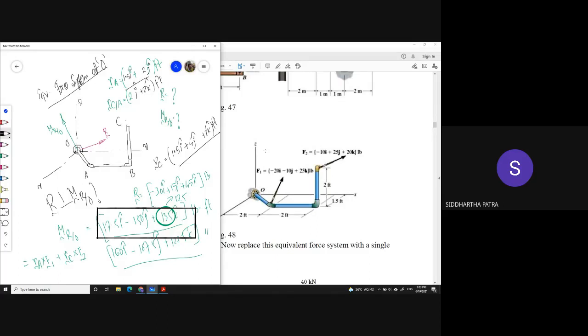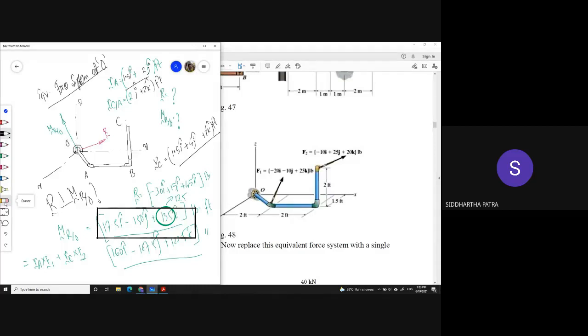Now we will look at how we can address this. I was searching for an example where we would be able to reduce the system into a single force system. But we'll now move on to the last variety of equivalent force system.